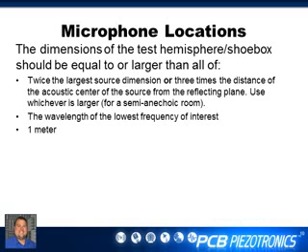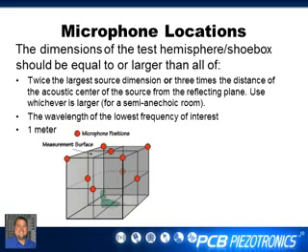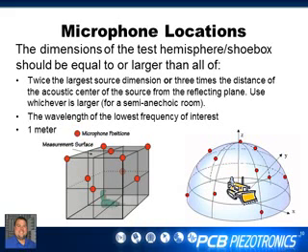The dimensions of these, actually, there's no guessing. They're straight up stated in the standards. These are the numbers you pick from. You either have to be twice the largest source dimension, so that means from corner to corner, or 3 times the distance of the acoustic center of the source from the reflecting plane. So if you've got a really tall source, like a machine, you have to be 3 times that distance from the source when you're measuring.